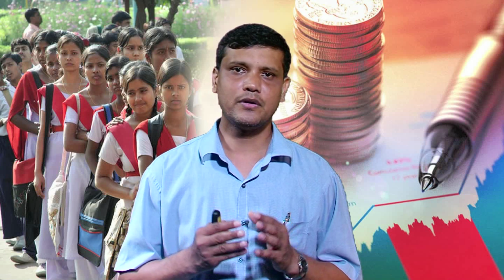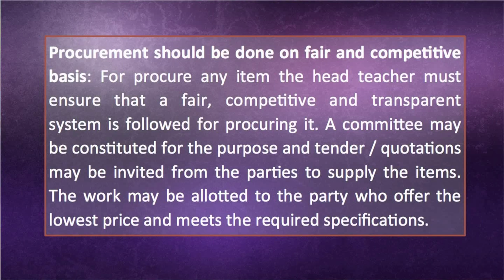The next is procurement should be done on fair and competitive basis. For procuring any item, the head teacher must ensure that a fair, competitive and transparent system is followed for procuring the item. A committee may be formed for the purpose and tender quotations may be invited from parties to supply the items. The work may be allotted to the party who offers the lowest price and meets the required specifications.